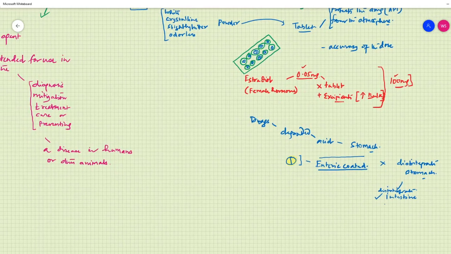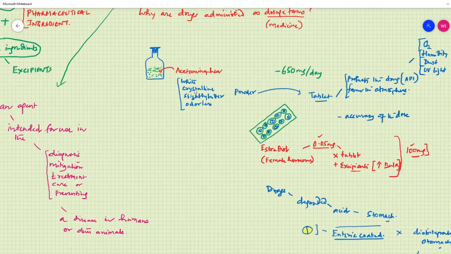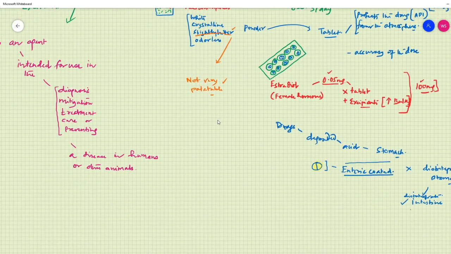Okay, let's look at this physical characteristic of Tylenol. It is slightly bitter, so it is not very palatable. It's not very much accepted by the patients, because it's not a very pleasant taste. And so, when we make it into a dosage form, it becomes more palatable. Think about giving this to pediatric patients. It might be very, very difficult. But if it is made into a dosage form, like a very brightly colored and flavored liquid dosage form, like a syrup, then it will be more accepted by the pediatric population, right? So that is another reason why drugs are administered as dosage forms.